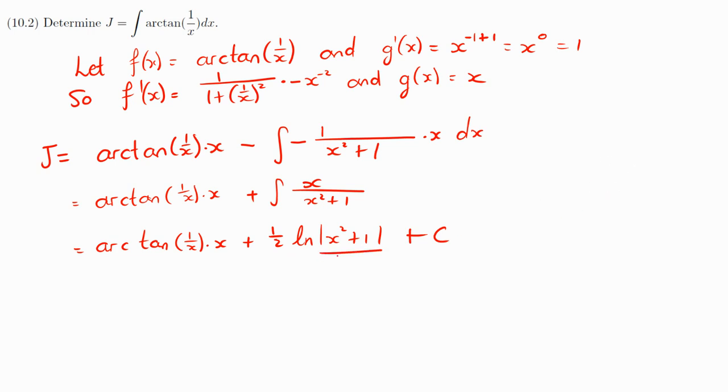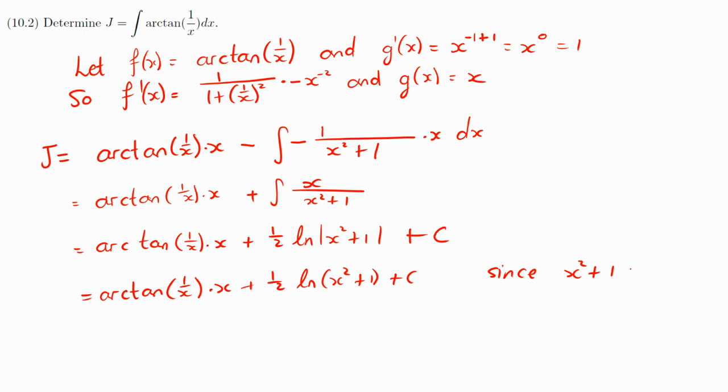Okay, cool. But now here we can actually just write it with round brackets, because I'm going to write the reason with that. It's a half ln(x squared plus 1) plus c, since x squared plus 1 is greater than 1 for all x an element of R. And that is also our answer. So arctan 1 over x times x plus a half ln of x squared plus 1. Let's go look at the next question.